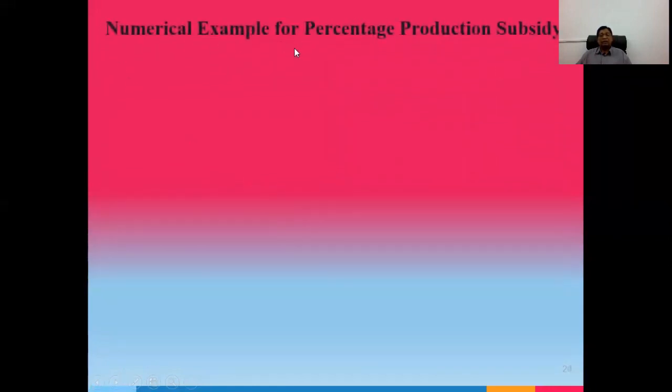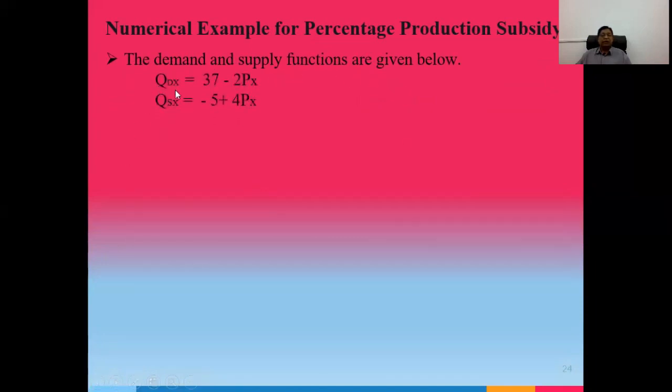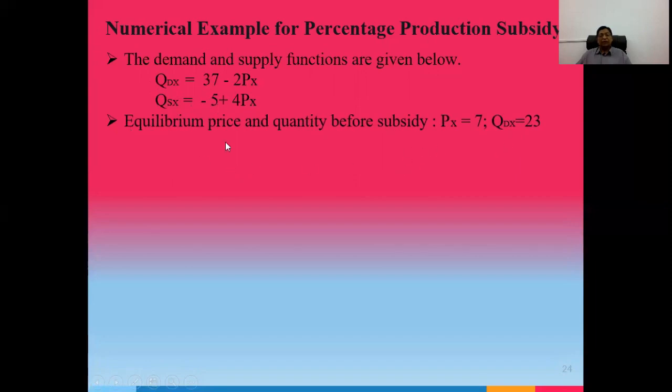Then numerical example for percentage production subsidy. You are given the demand and supply functions below. Demand curve QDX equals 37 minus 2 PX. Supply equation QSX equals minus 5 plus 4 PX. By using these demand and supply equations, you can estimate equilibrium price and equilibrium quantity. Then you will get equilibrium price 7 rupees and equilibrium quantity 23 units.